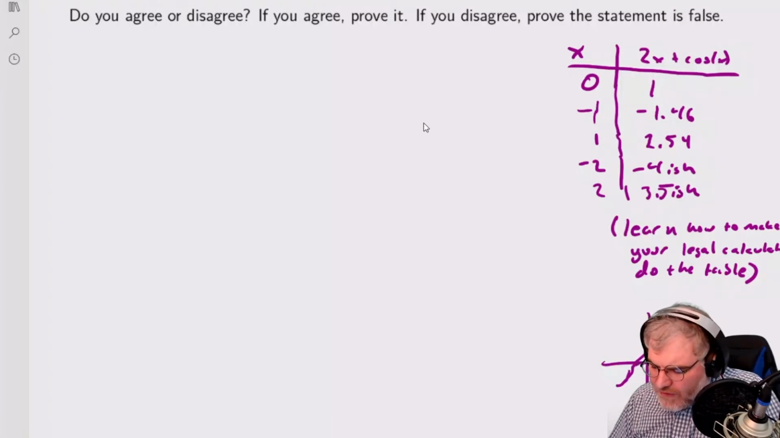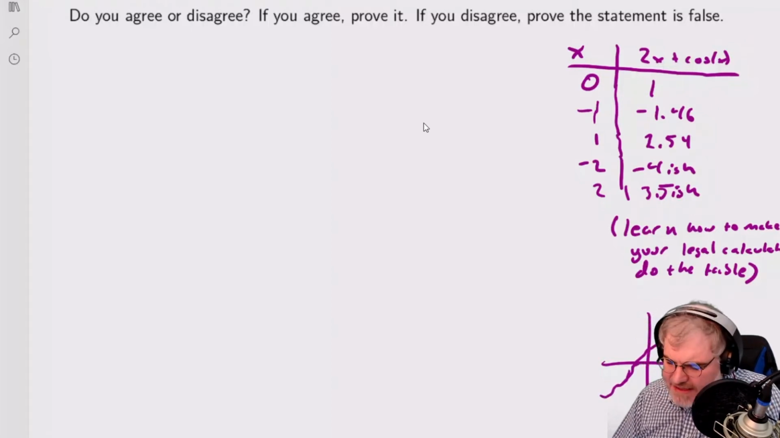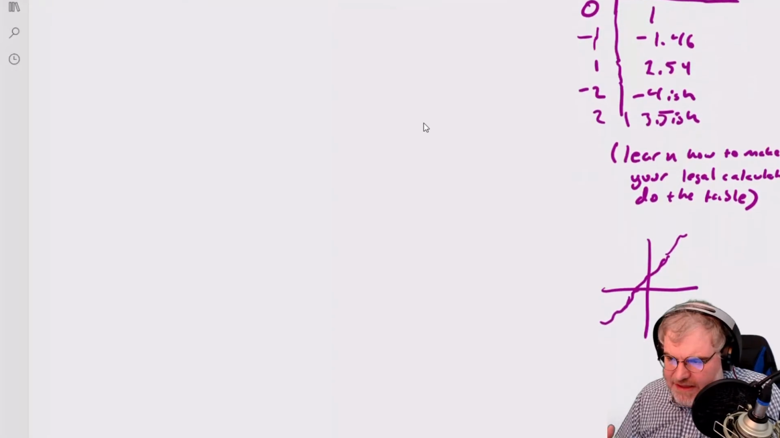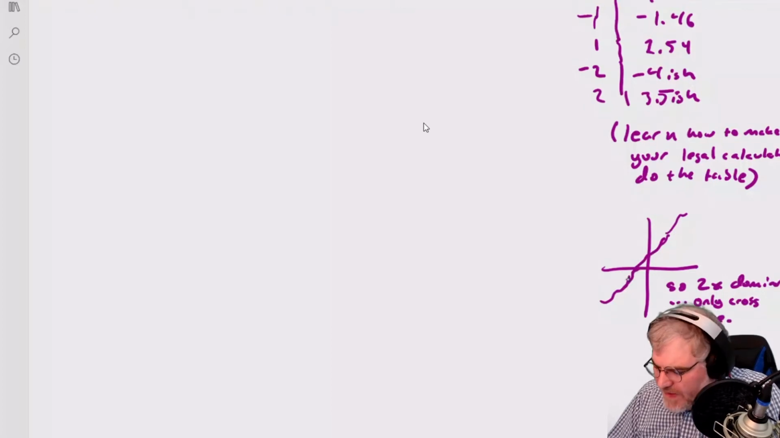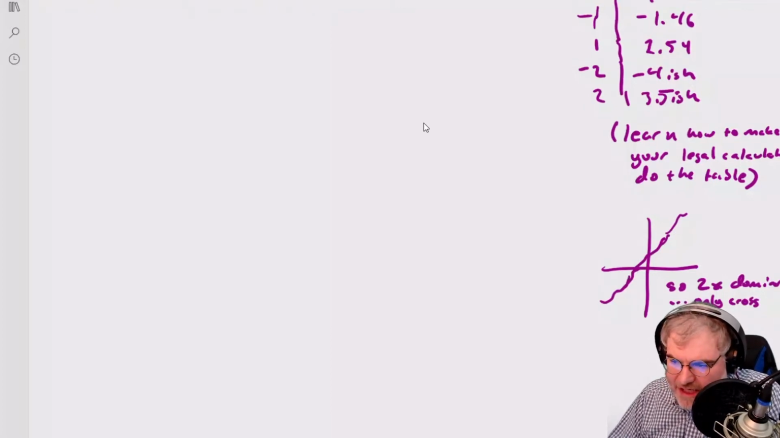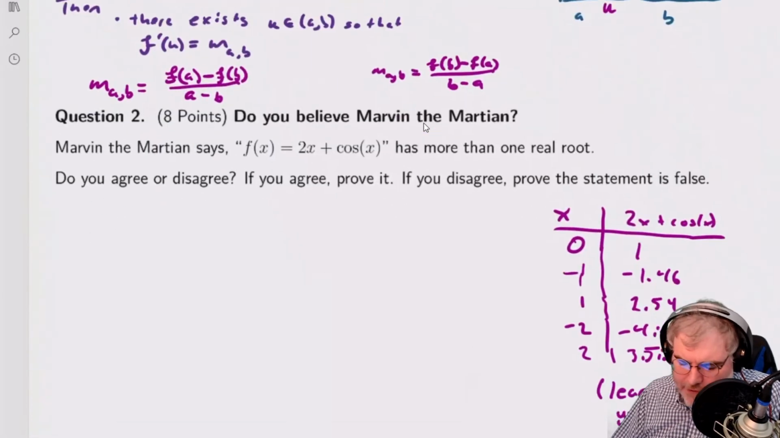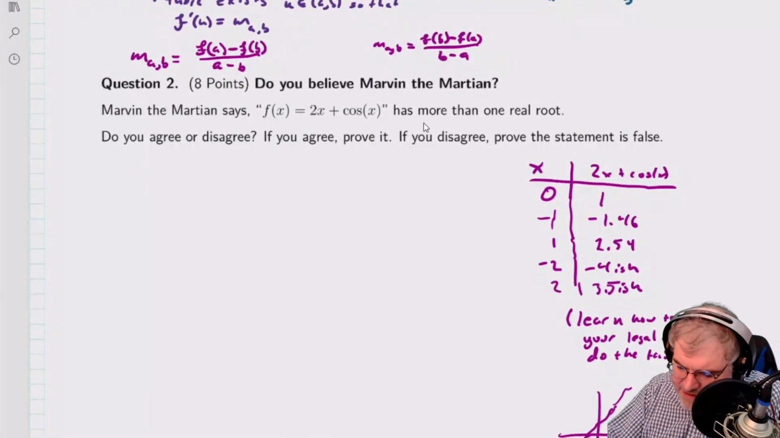Okay, so after I do that, I didn't actually have to graph it. I just needed a few points. And the idea here is that the 2x just kind of dominates and it's only going to cross once. Because if I was going to cross twice, it'd be somewhere in this kind of 0, 1 type area. Okay. So I think Daffy is wrong. Or Marvin is wrong. So I'm going to say I disagree. Marvin is wrong.